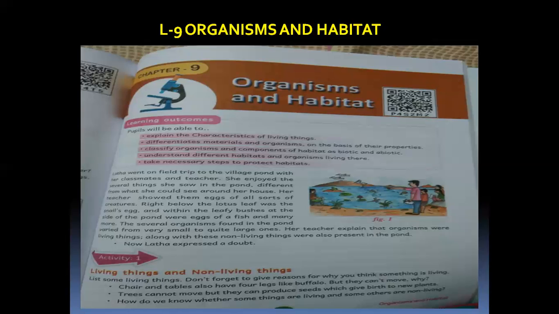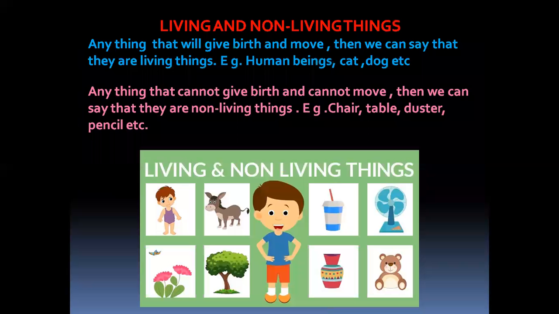She expressed her doubt: what are living things and non-living things? Let us learn about living things and non-living things. So what are living things? Anything that will give birth and move, then we can say that they are living things. Example, human beings, cat, dog, etc.